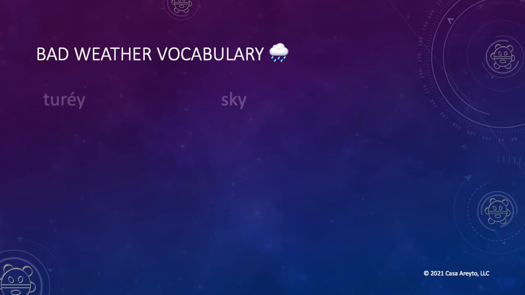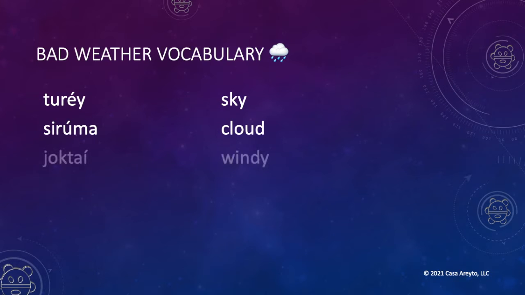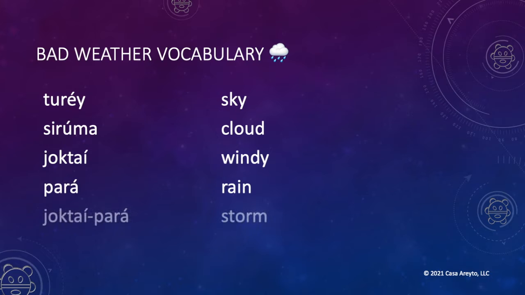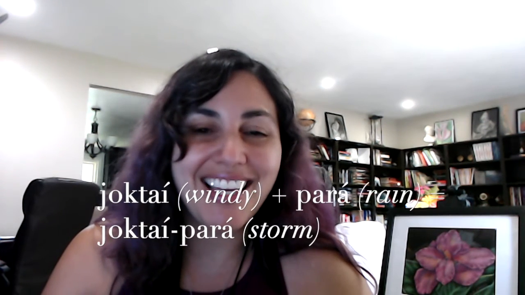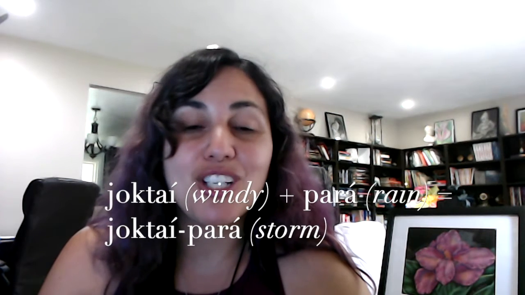Now, let's take a look at some, quote, bad weather vocabulary. Today, sky. Siruma, cloud. Chock Tai, windy. Para, rain. Chock Tai para, storm. Notice that storm just has two different words, Chock Tai and para, which is windy and rain.